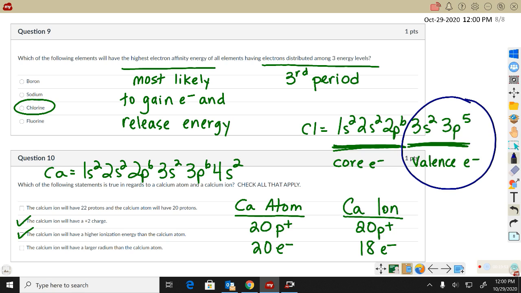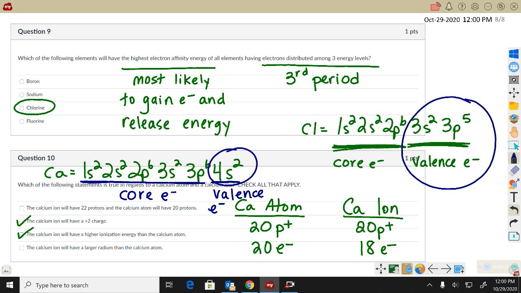And so I just kind of sketched out the electron configuration for calcium to kind of see what that outer energy level looks like. And so my highest energy level is the 4th. So I'm going to have 2 valence electrons. All the rest of these guys are my core electrons. They're all full in their orbitals. But here's my valence electrons. I've got 2 of them.